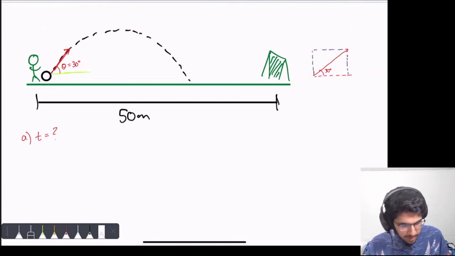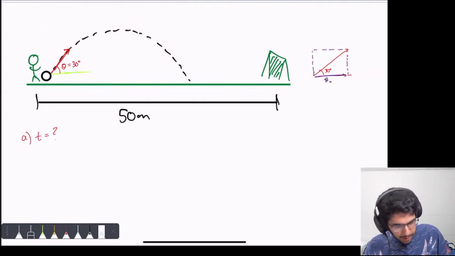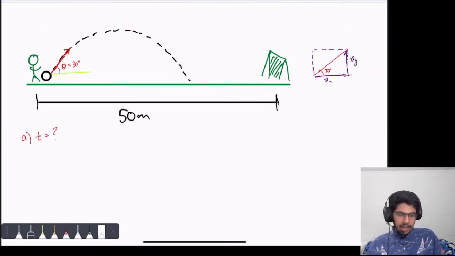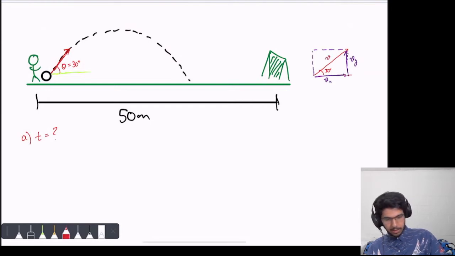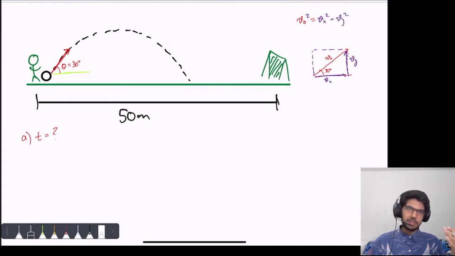And what do we get? This we can call the x component Vx, and this, we'll call the y component Vy. And now it's just a little bit of trigonometry to get these components. It should be clear that if we label this V naught, V naught squared equals Vx squared plus Vy squared, right? That just comes from the Pythagorean theorem. This is just the vector sum. So V naught is the vector sum of Vx and Vy.